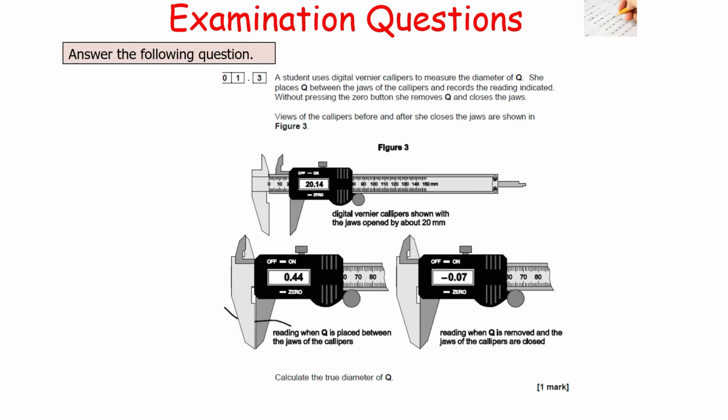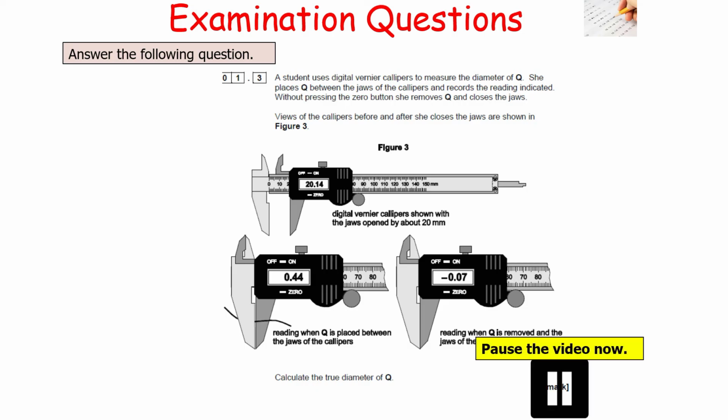The next question says, a student uses digital vernier calipers to measure the diameter of Q. She places Q between the jaws of the calipers and records the reading indicated. Without pressing the 0 button, she removes Q and closes the jaws. The views of the calipers before and after she closes the jaws are shown in figure 3. Calculate the true diameter of Q. So pause the video now, then unpause the video when you want to go through your answer.